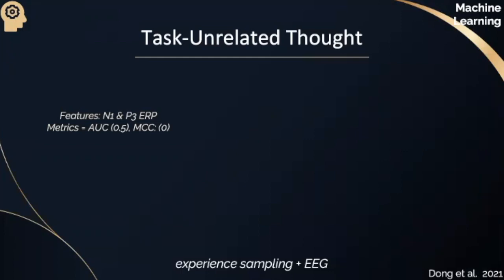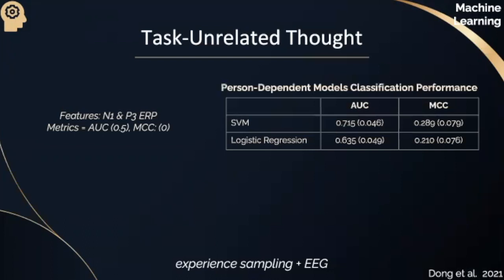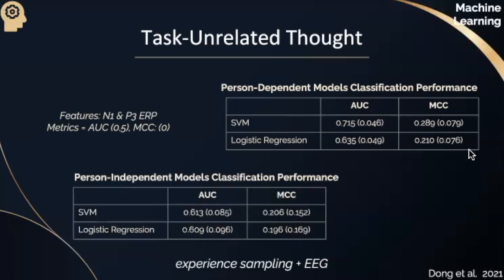We examined two performance metrics. For the area under the curve, or AUC metric, the chance level is 0.5, and for the Matthews correlation coefficient, or MCC metric, chance level is 0. And as shown here in the person-dependent model, for both the SVM and the logistic regression models, we see that classification is above chance in both the AUC measures and the MCC measures. For the person-independent model, classification performance is still above chance, but rather modest, though still comparable to existing studies in this area.